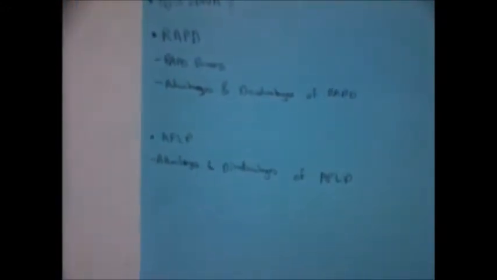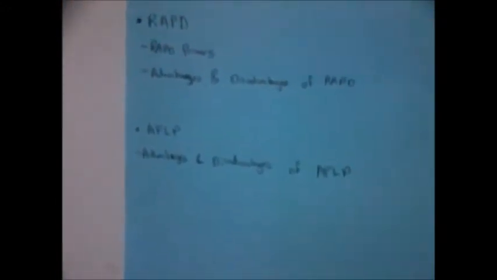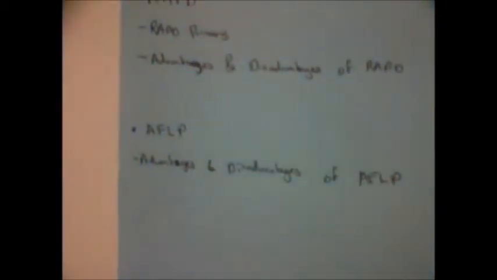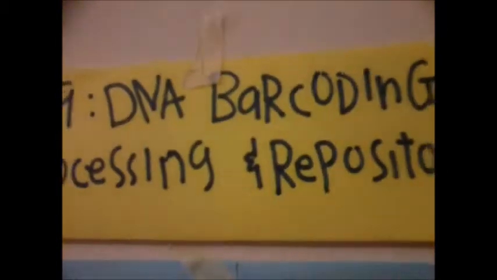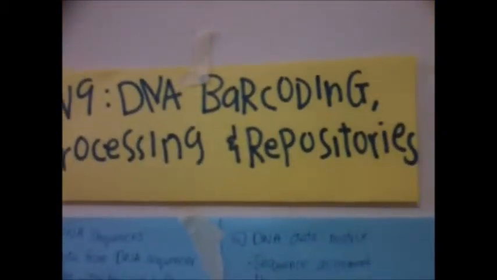For week 8 we have bacterial identification, which is using 16S rDNA, and RAPD, AFLP, which is using what is the function of 16S rDNA, what is RAPD, and you have to know what is AFLP. So we also need to know what we need for RAPD primers, advantages and disadvantages of RAPD, and also advantages and disadvantages of AFLP.